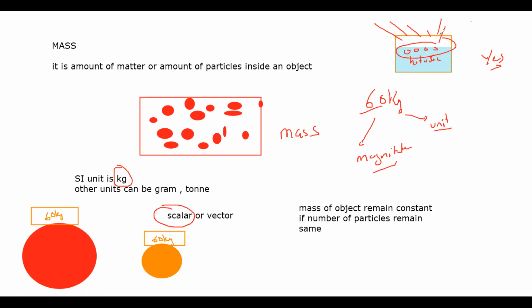For example, you are doing an exercise. If you exercise continuously for a week or 15 days, your mass will reduce. Why will your mass reduce? Because you're losing particles, or matter, and matter is converting into energy. So if the number of particles or matter changes or is converted to energy, then the mass will change. Otherwise, if the number of particles is the same, the mass will not change.